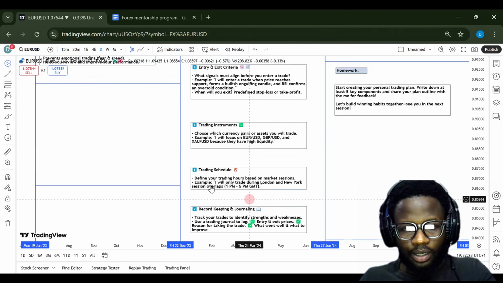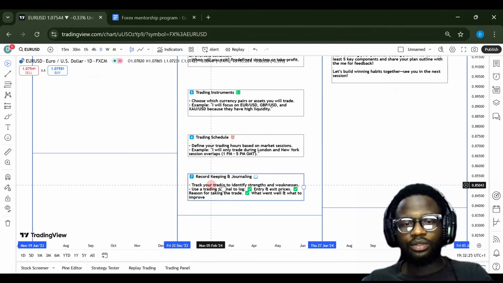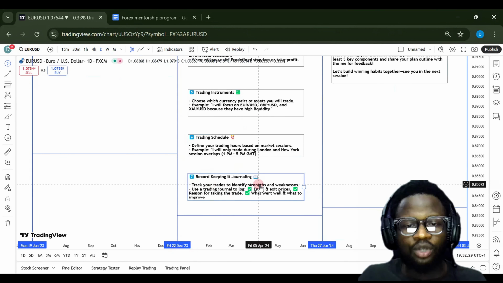Then lastly, record keeping and journaling. You have to track your trades to identify strengths and weaknesses.